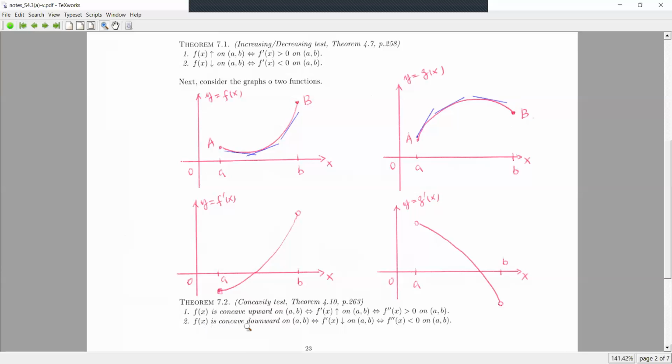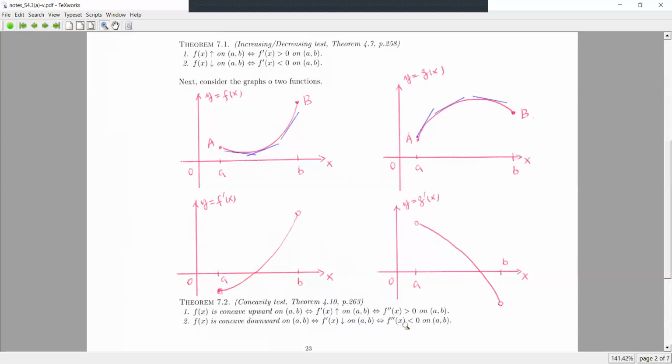If a curve is concave down, then the slope of the curve is decreasing: large positive, small positive, 0, small negative, large negative. Its graph is here, decreasing. This one is decreasing, so the slope of this one, that means take the derivative of this one, the second derivative of the original f, is less than 0.